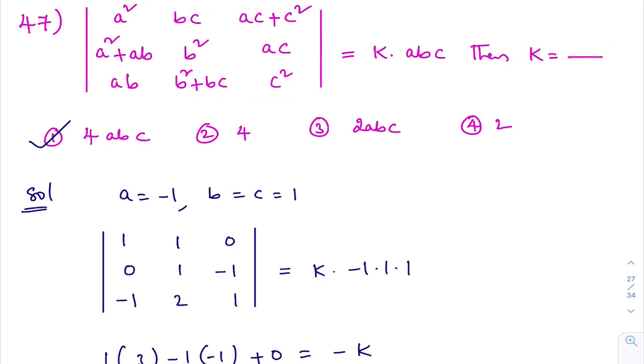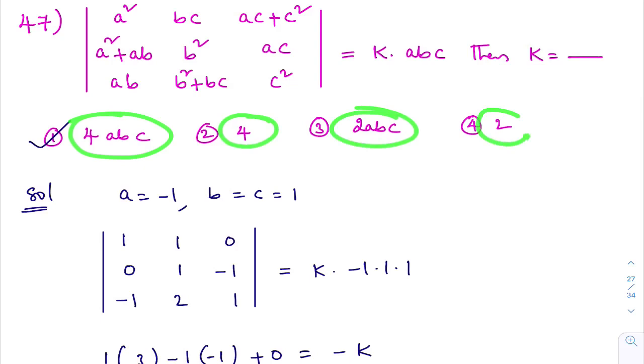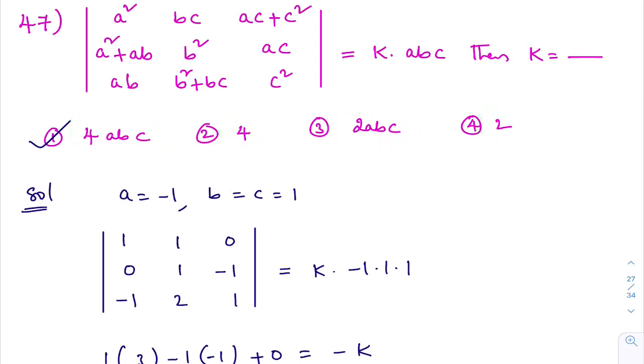Here you observe the options: 4ABC, 4, 2ABC, 2 is there. Here I am not doing this problem by direct method. I am using a trick to do this very easily. What I'll do, I'll take an A value, B value, C value like this. A is -1, B, C, 1 I am taking. Here, why I taken A value -1, B value, C value 1? Why can't I take A value, B value, C value all are equal to 1?